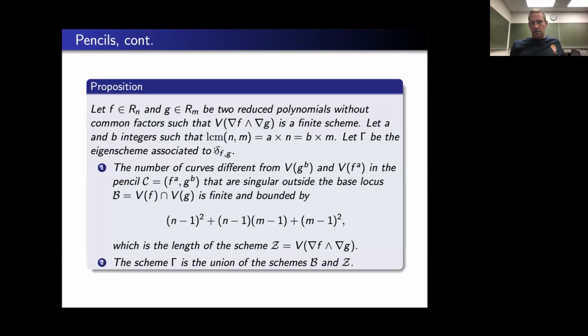So this is really nice. This is a very concrete description of what this eigenscheme is. It's simply the union of the base locus, so the V of fg, and this Z, and Z was exactly the 2x2 minors of the p1, p2, and p3.